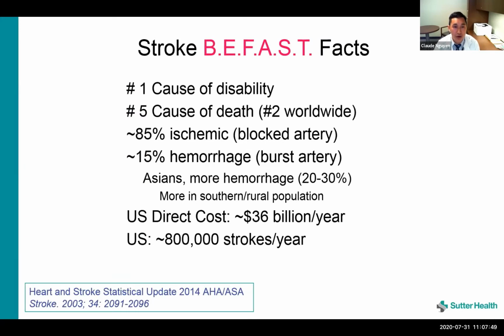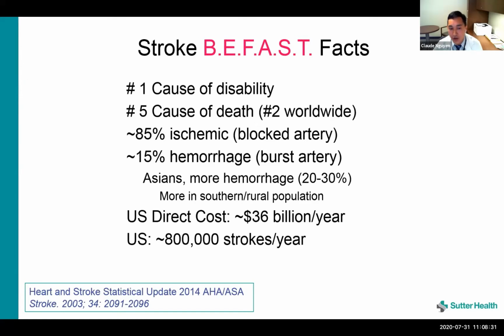Overall, it's important to understand how significant stroke is as a disease. Stroke is the number one leading cause of disability in the US. As you can imagine, it leads to people in some cases not being able to maintain a normal life moving forward. That's really important to keep in mind, going back to the recognition and getting the help that they need as quickly as possible. Overall, stroke is the number five leading cause of death in the US and number two worldwide.